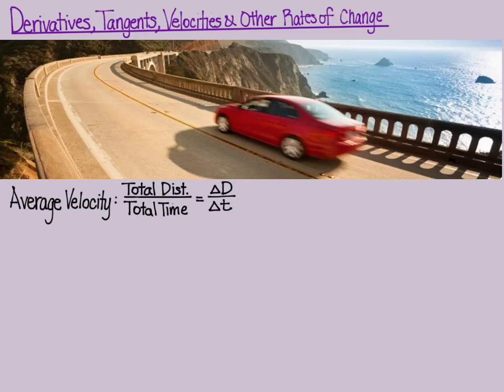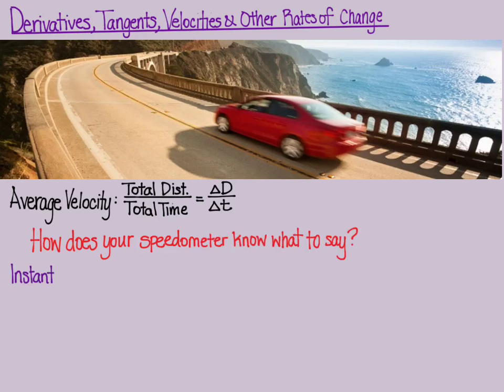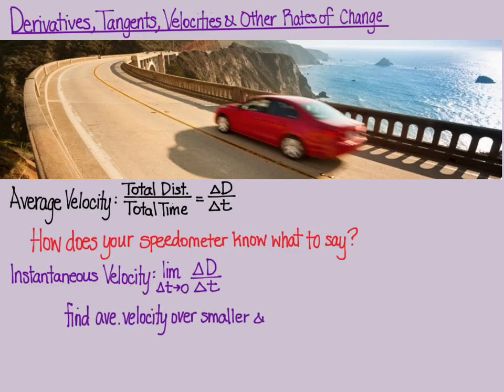But what if we want to find the speed that a car is going at any given moment? How does the speedometer know how fast to tell you that you're going? That's called instantaneous velocity. And in order to do this, your car measures the distance that you've traveled over a very short period of time. In other words, we're taking the change in distance over the change in time, or the average velocity, as the change in time goes to zero. We then just want to find the average velocity over smaller and smaller intervals of time.